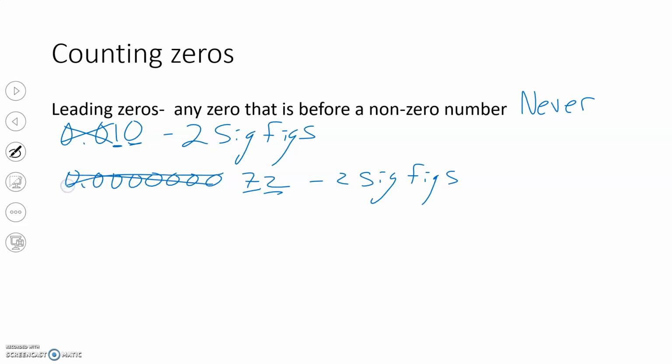And the reason why I keep doing decimal numbers is you never see a number written without. And in fact, if you write a number like that, I'm going to assume that you have a decimal point there. And so this would have 1, 2, 3, 4 sig figs. That's what I would assume.